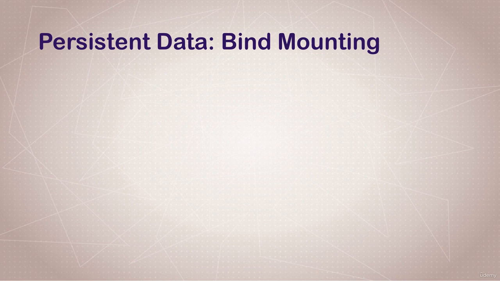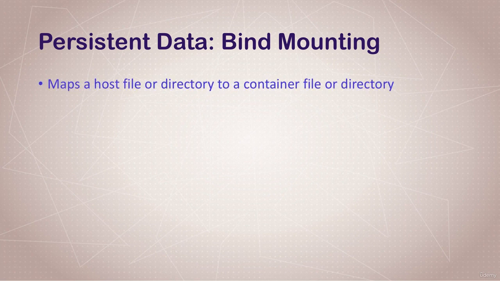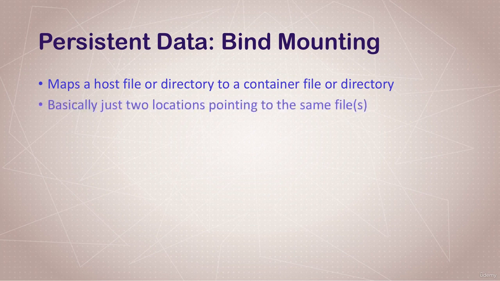When I first learned about them, it sort of gave me an aha of how I could use Docker easily for local development. Really, a bind mount is just a mapping of the host files or directories into a container file or directory. You can either specify a directory or just a single file. In the background, it's basically just having the two locations point to the same physical locations on disk.